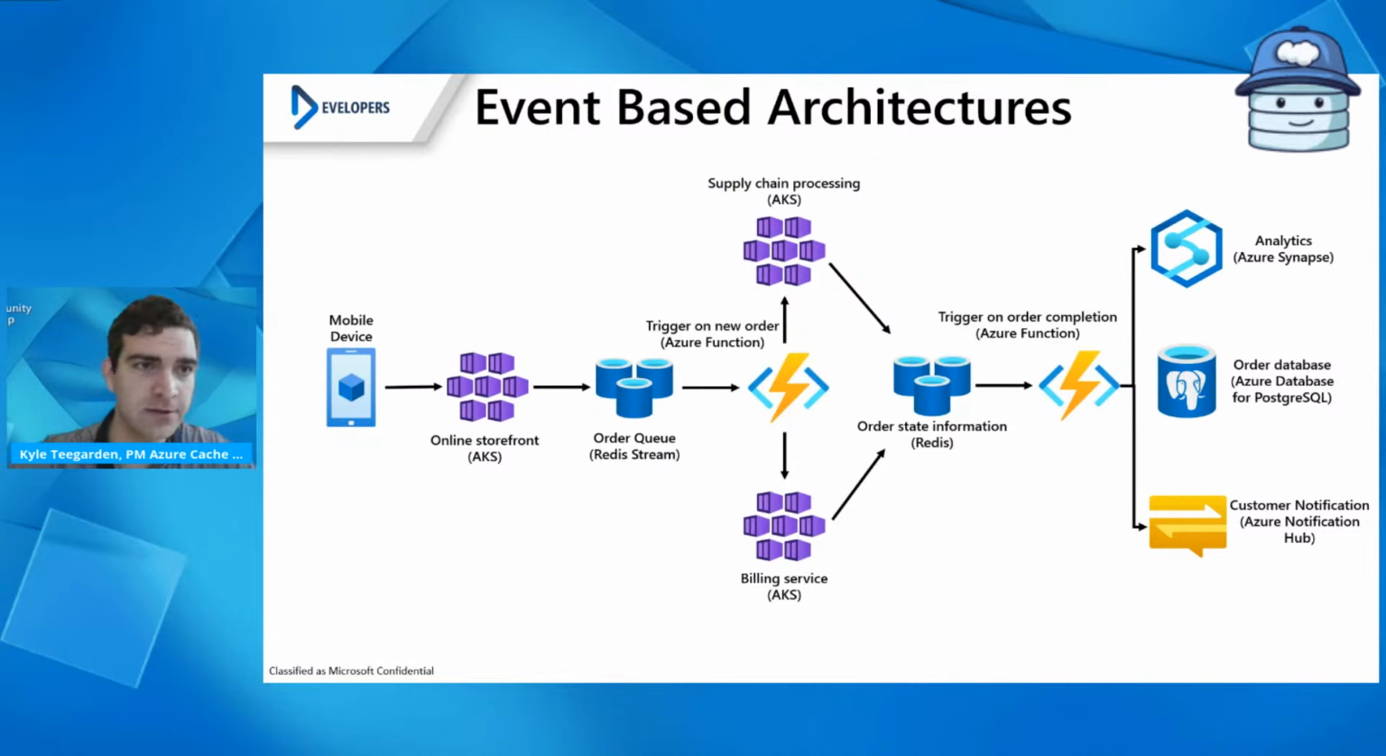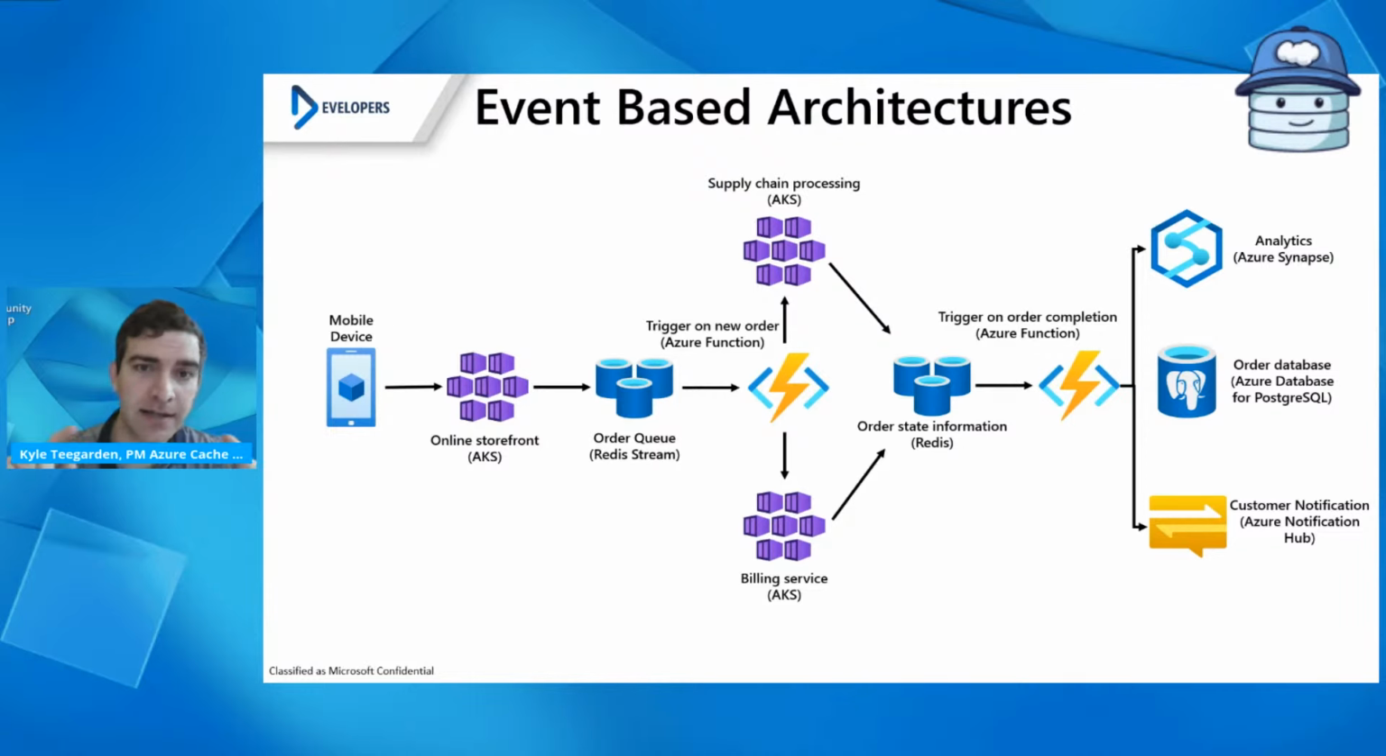They have a storefront, it's running on AKS, and they use Redis streams as a queue to temporarily handle these orders. And so their app adds something to Redis saying, hey, got a new order. Here's some details about that order in the stream. And they can then use a function to trigger on that order and kick off other applications, right? I can tell their supply chain system and their billing service to say, hey, we got a new order. Here's what you need to do.